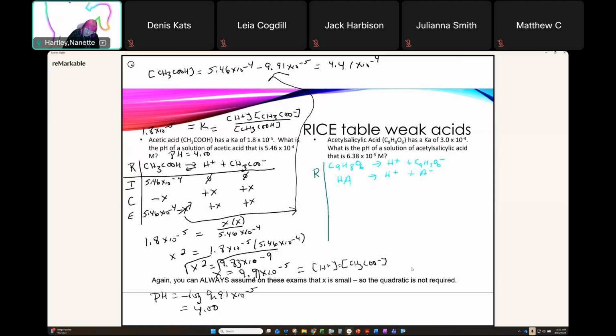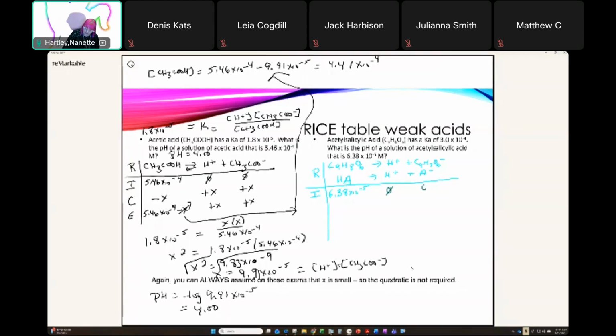Now, that's my reaction. My initial conditions are that this concentration is 6.38 times 10 to the minus fifth. I know that this one is 0 and this one is 0. I know that this is going to break down in a monoprotic fashion, so I'm going to take off one proton when I do this. So this is going to be a minus x. For every x that I take apart, I get 1x here and 1x here based on my stoichiometry.